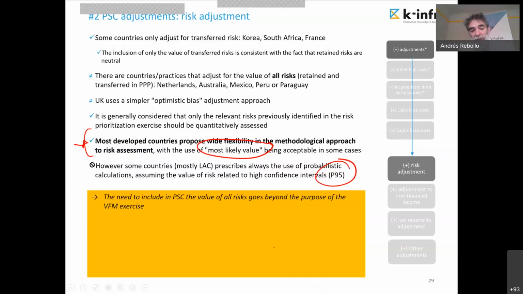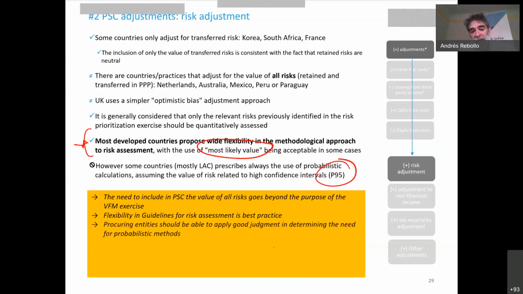The need to include in the PSC the value of all risks goes beyond the purpose of the value for money exercise. It's not necessary. But calculating the value of the retained risk is good because it's good information. Flexibility in the national guidelines that everybody should have for risk assessment is the best practice. The guidelines for value for money should incorporate flexibility in the methodologies. Procuring entities should be able to apply judgment in deciding whether a particular project needs more or less sophisticated probabilistic methods.